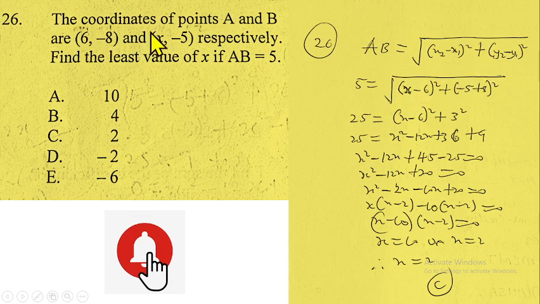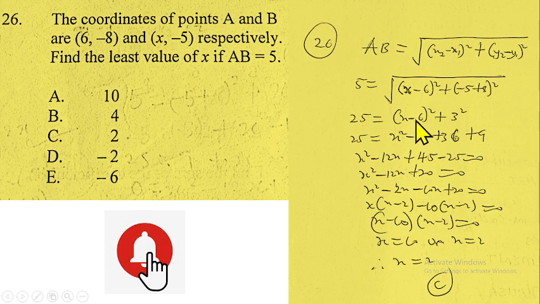Then substitute their coordinates there. x2 is x, x1 is 6, so you have x minus 6 squared plus open bracket, y2 is minus 5, and minus y1 is minus 8. That becomes plus 8 squared. Simplify that further, you can square both sides to remove the square root. If you square both sides, that means you square 5 and you square this side as well. So you have 25 equals x minus 6 squared plus, excuse me, minus 5 plus 8 is 3. 3 squared will give us 9.